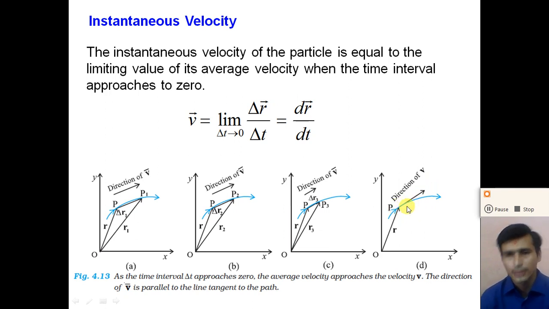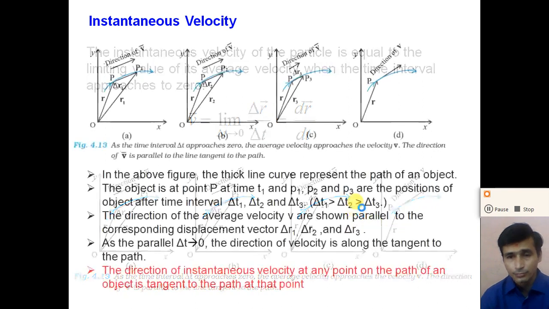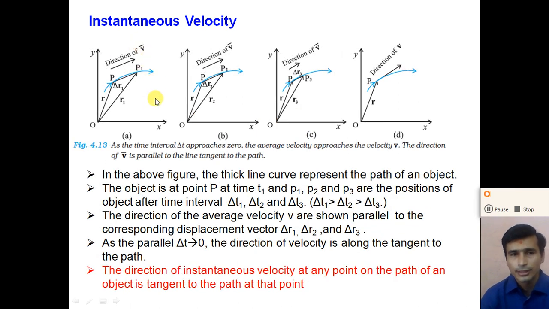Understand, dear student? So let us revise that, right? In this figure, the curved line shows the path of the object. The object is at a point P at the time t1, and P1, P2 and P3 are the positions of the object after the time intervals delta t1, delta t2 and delta t3. Here we are reducing the time interval, so we can say that delta t1 is greater than delta t2 is greater than delta t3, right?